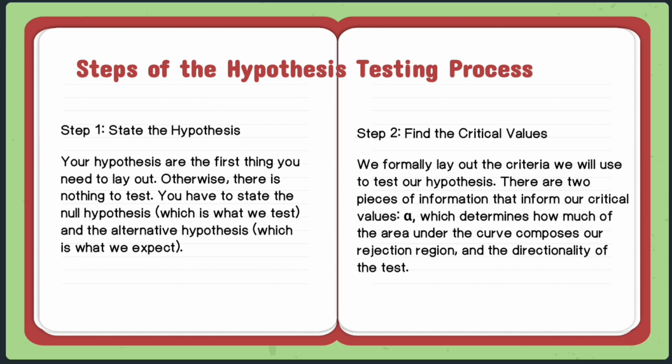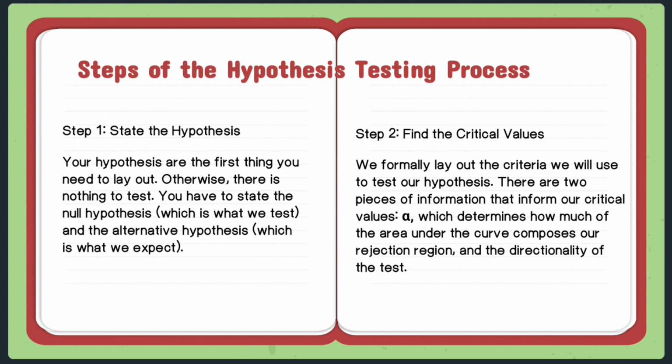You have to state the null hypothesis, which is what we test, and the alternative hypothesis, which is what we expect. This should be stated mathematically as they were presented above, and also in words, explaining in normal English what each one means in terms of research questions.